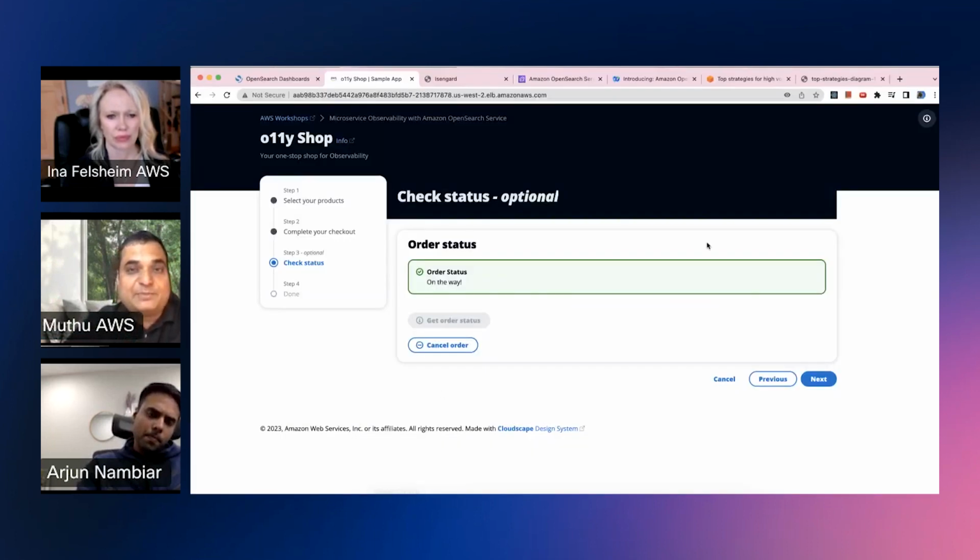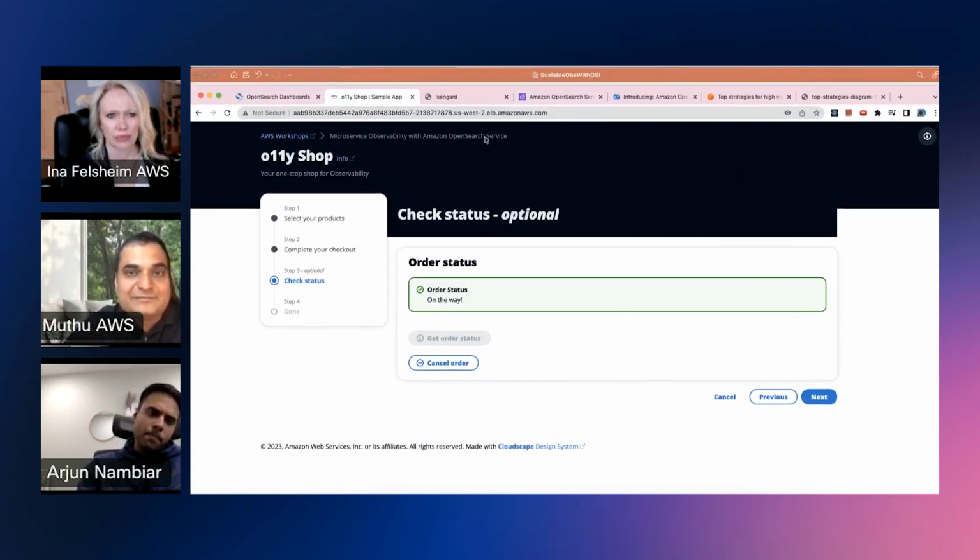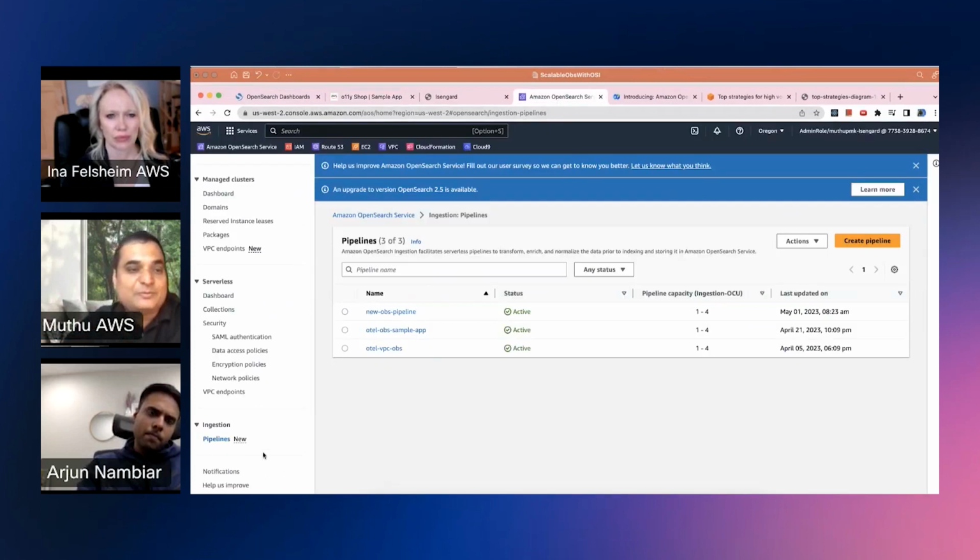But creating the pipeline is pretty easy and straightforward. Let me see if you can move this one out. No, I cannot. Okay, I need to move the window down a little bit. There we go. So if you go to the Amazon OpenSearch console, you will see a new section called pipelines, and we also made it look new. If you click on pipelines, you will see this console, and in the console, you can see the create pipeline button.